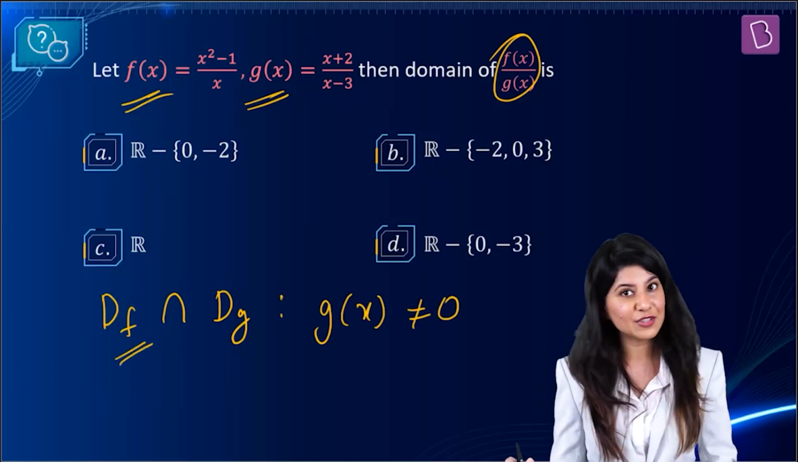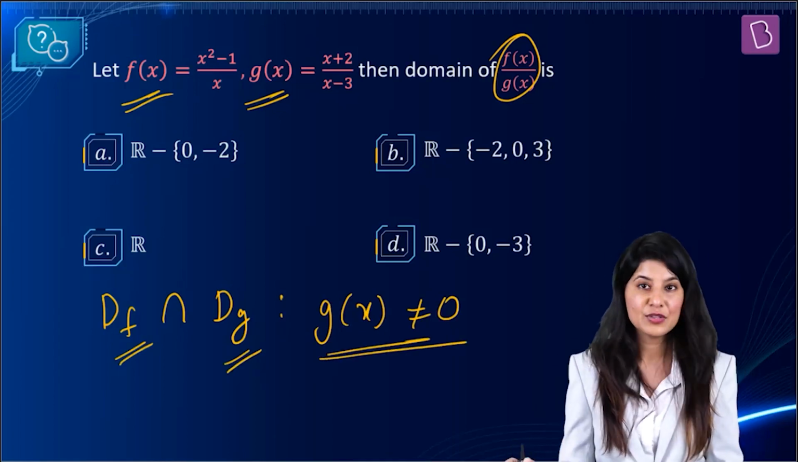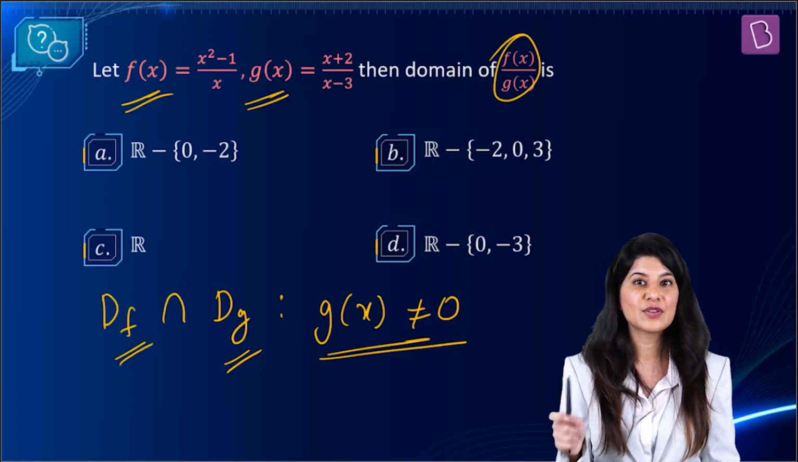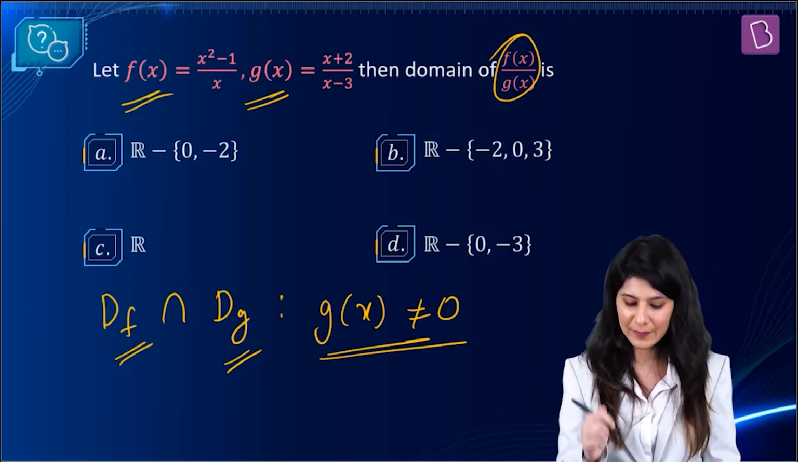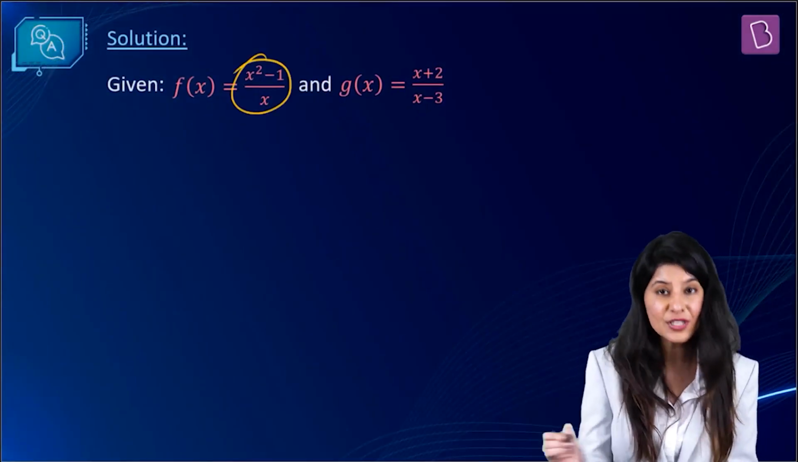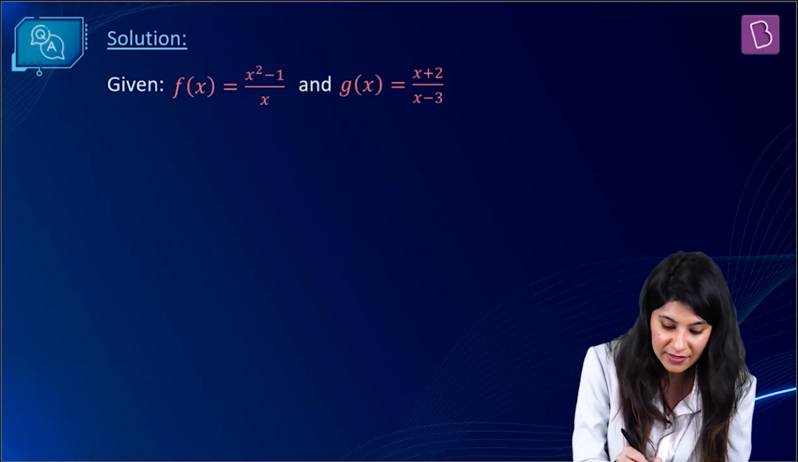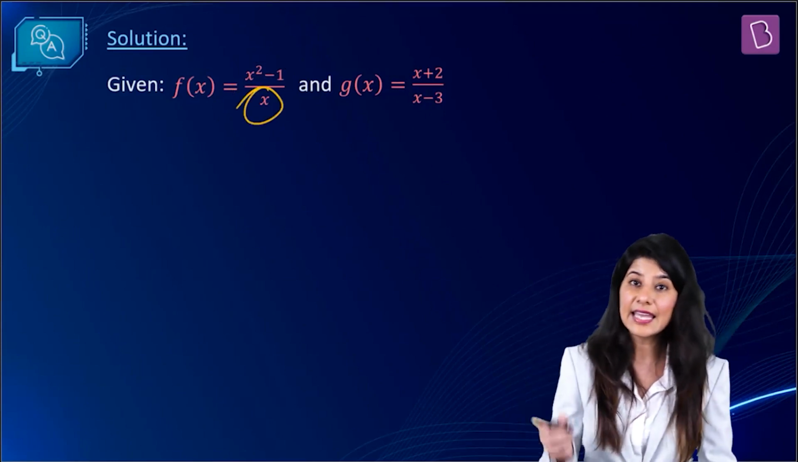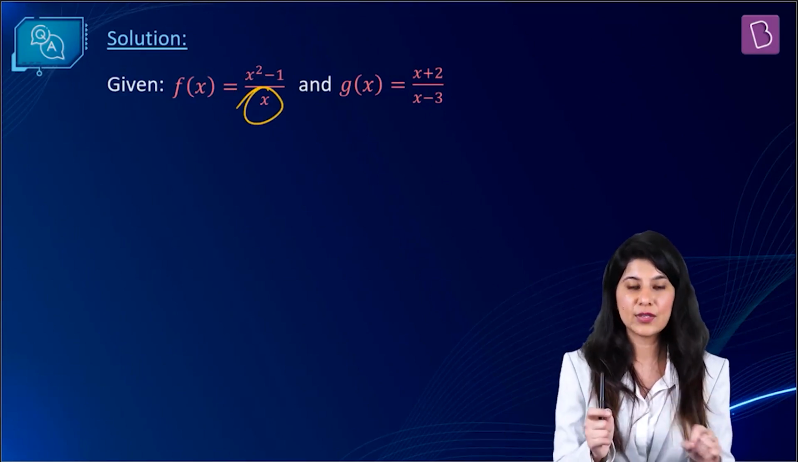First of all, we need to figure out the domain of f, then the domain of g, and then we need to figure out those values where g of x is equal to 0. We need to remove those values from the domain. Let's begin. Let's talk about f of x. This is a rational function, right? And in a rational function, we figure out the denominator. Here, the denominator is x. Can the denominator be 0? Yes, the denominator can be 0 when x equals 0.